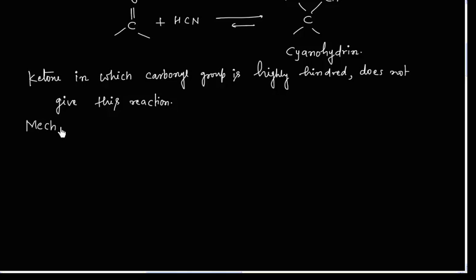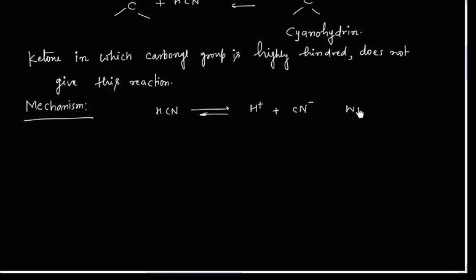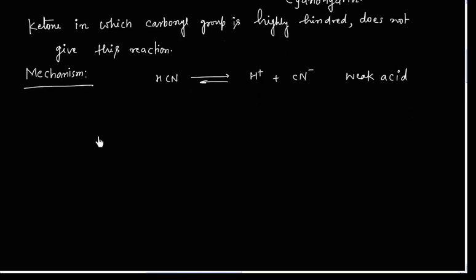Let us discuss the mechanism for this reaction. This is a nucleophilic addition reaction. First, HCN breaks to give H+ and CN-. HCN is a weak acid. CN- attacks the carbonyl carbon. This is a reversible reaction. All steps are reversible.